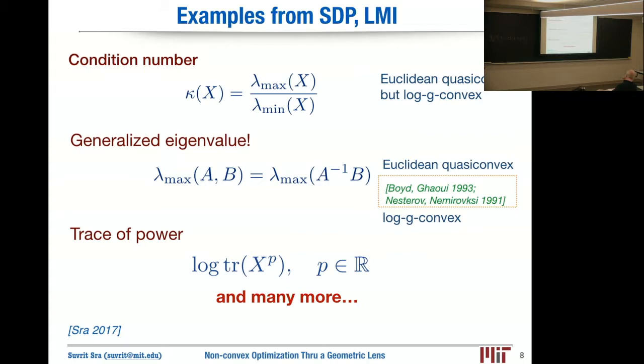Another favorite example of mine is the trace of a power of a matrix. Power can be any real number. That also is log geodesically convex, and closer to zero, it still remains geodesically convex. And the proof of this involves just an appeal to, I think, Golden-Thompson plus some other stuff.